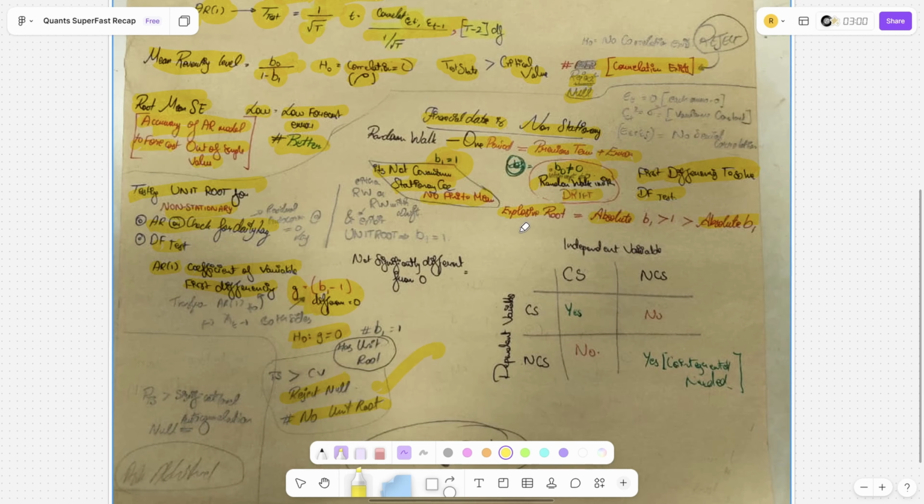After this, we come to covariance stationary and non-stationary variables. You need to understand this chart. If the independent variable and the dependent variable are both covariance stationary, then we can use the regression. If both are non-stationary, we can use it only if they are co-integrated with each other. Co-integrated over here means that both variables share a long-term relationship and are integrated with each other. And if only one of them is covariance stationary, we cannot use it.